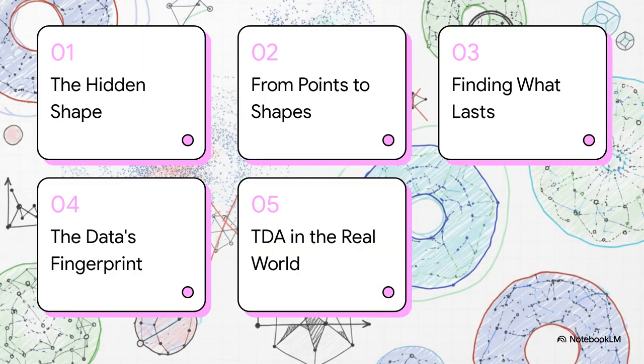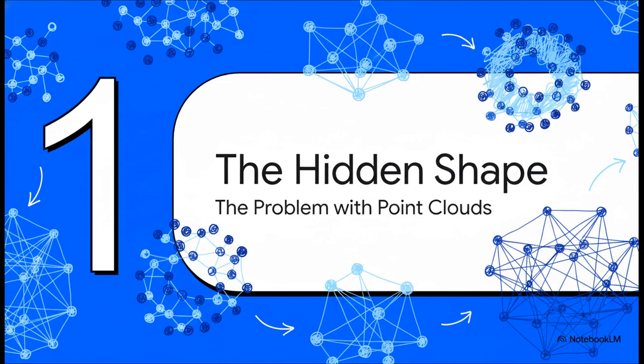So, here's what we're going to cover. First, what is this hidden shape? Then, how do we even get from a bunch of points to a shape? We'll look at how to find the patterns that really matter, what the final fingerprint of the data looks like, and then, of course, where this is all being used out in the real world. Let's dive in.